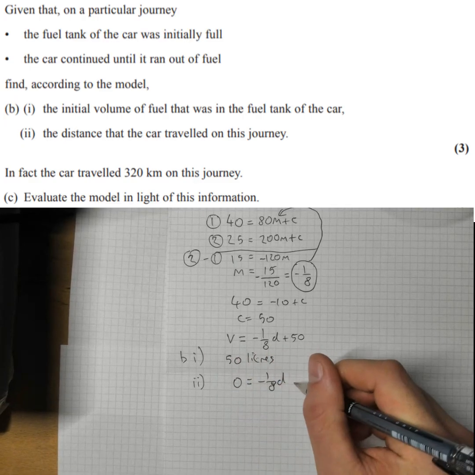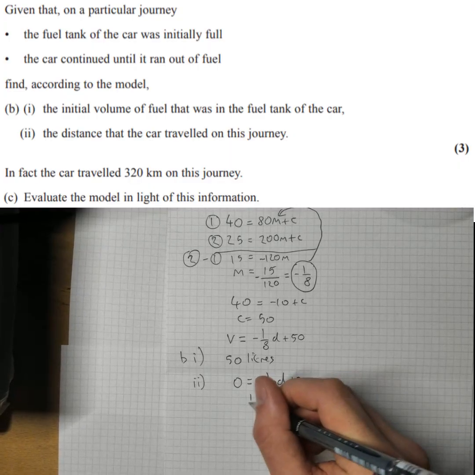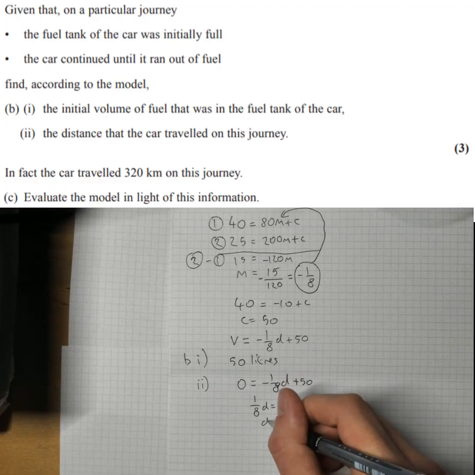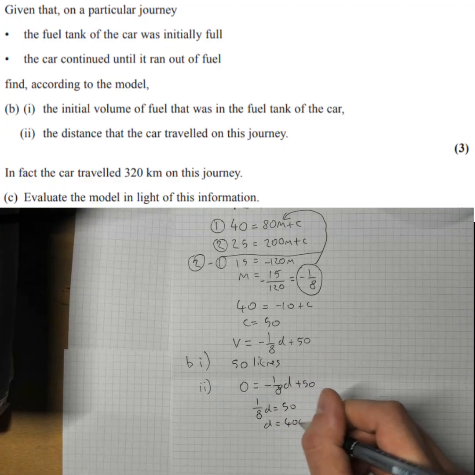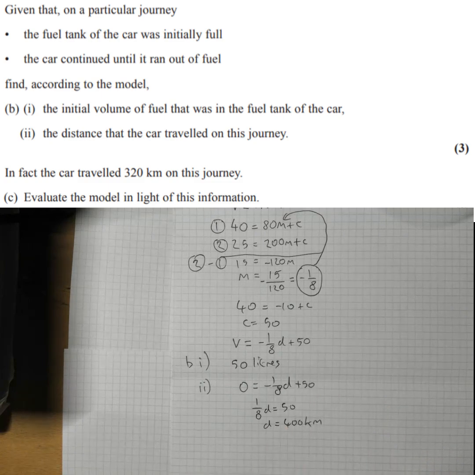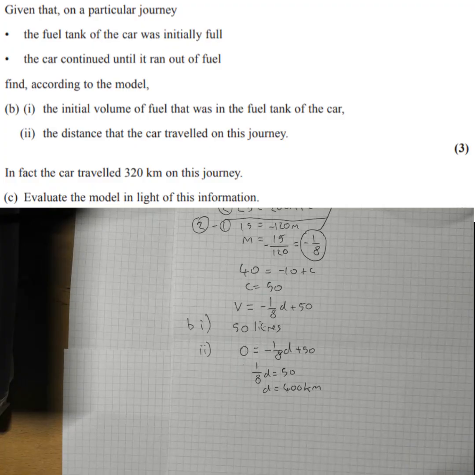Going to make the volume equal to 0. At that point, 0 equals minus an eighth D plus 50, so an eighth D equals 50, and then we'll times both sides by 8. That's going to give me 400 kilometres. So just a bit of basic information there. For B(i), I just need to read the y-intercept. For B(ii), I need to make the volume equal to 0, so when it's empty, and times by 8.